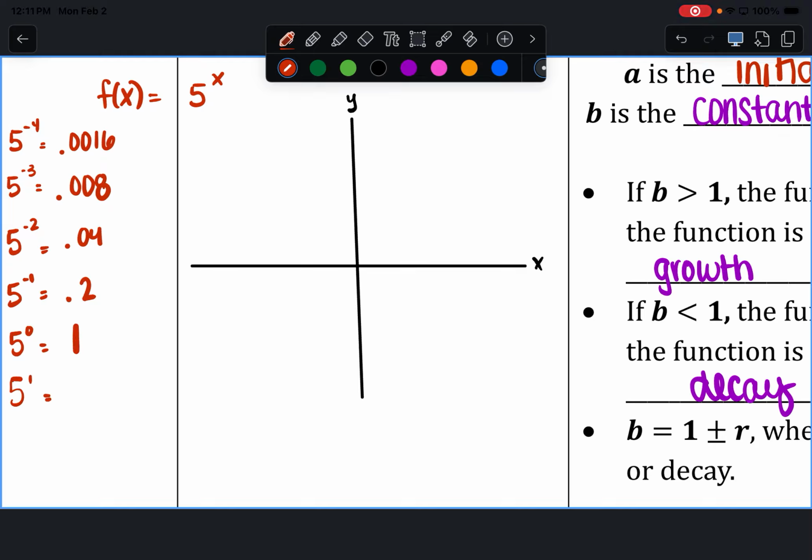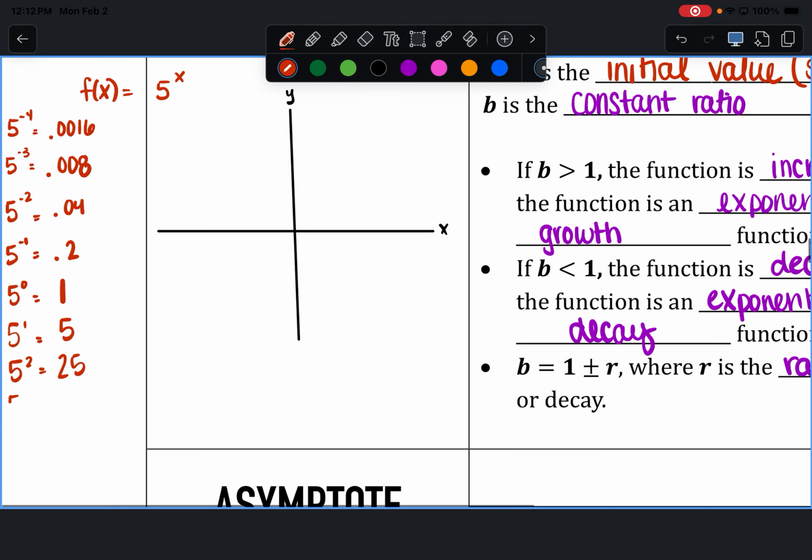5 to the first power? 5 to the second power? 5 to the third power? Okay. 5 to the fourth power? All right. 5 to the fifth power? 3,125. All right.